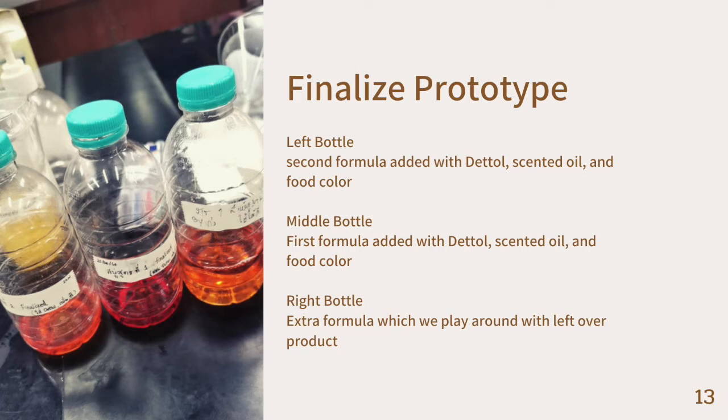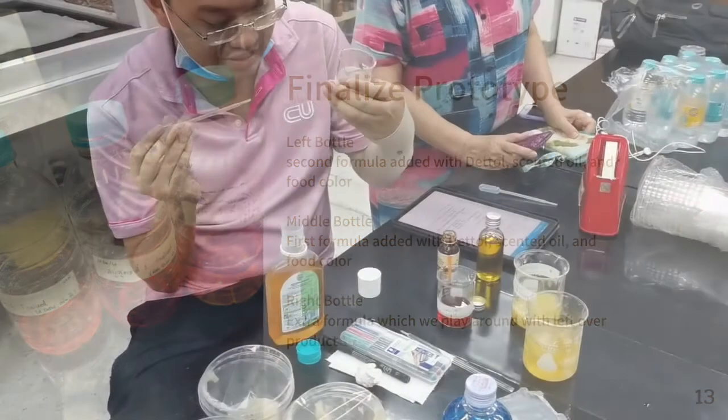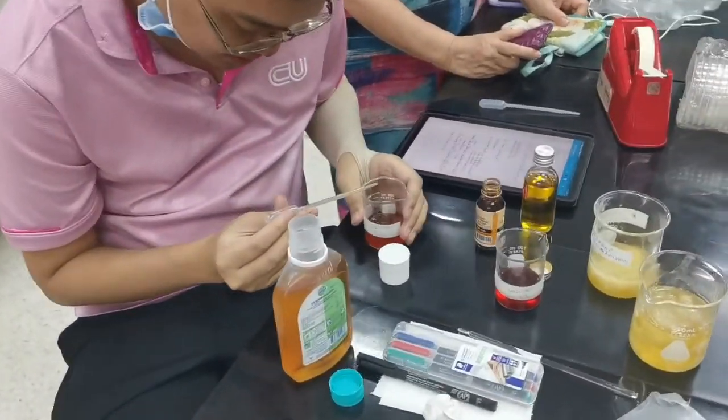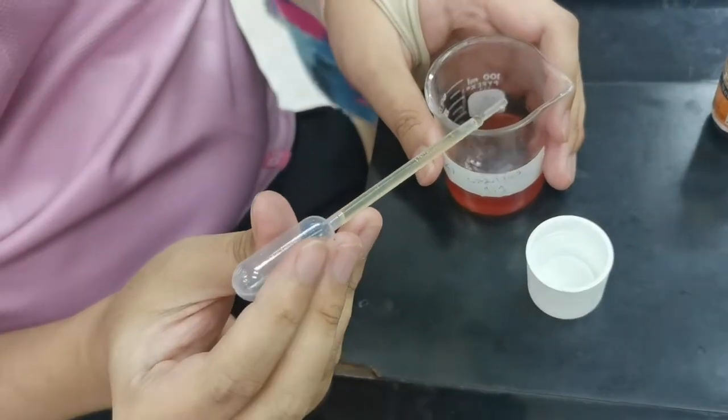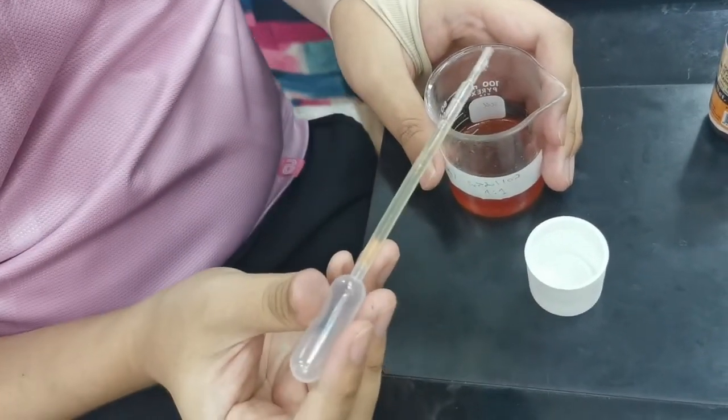And for the right one, we select a different product that we have left, mix them together, and then play around with the dental scent oil and food color as I mentioned earlier, and also alcohol.